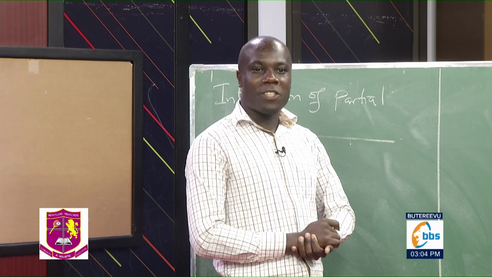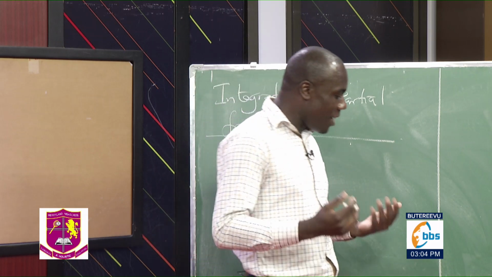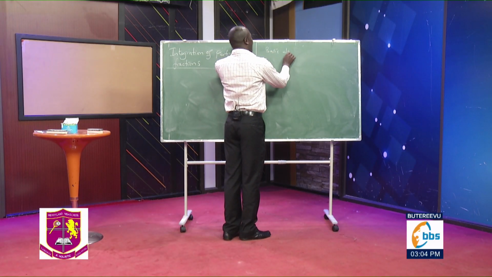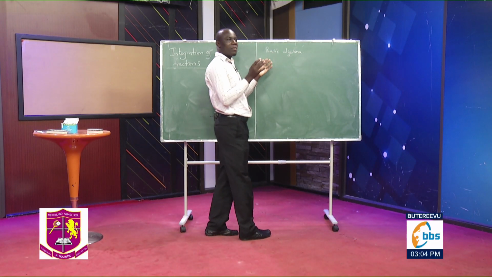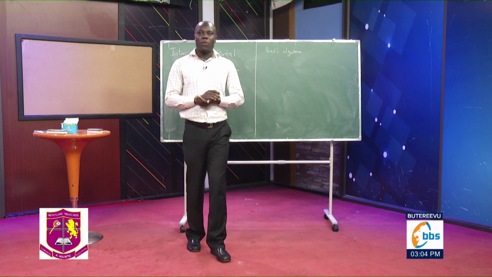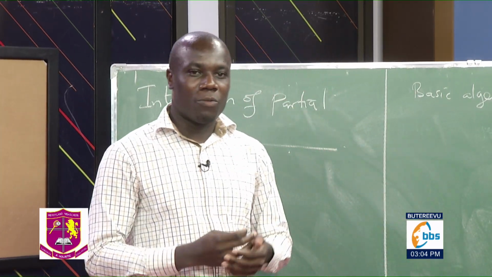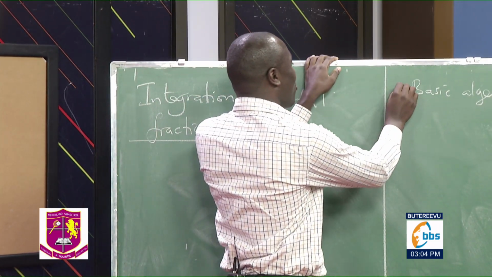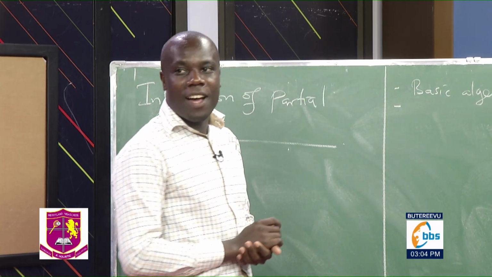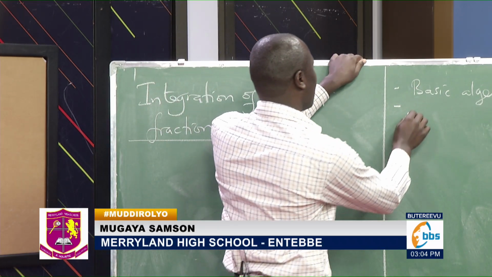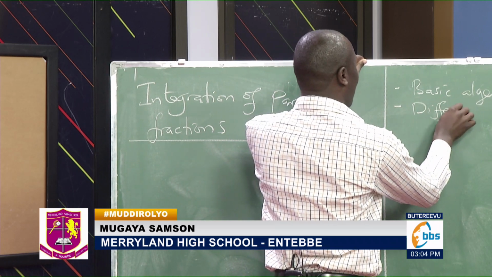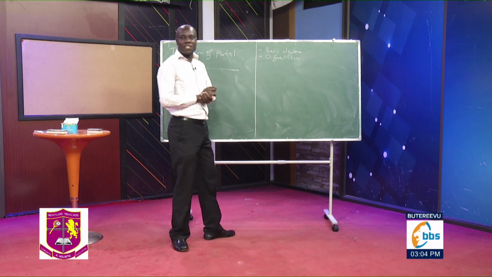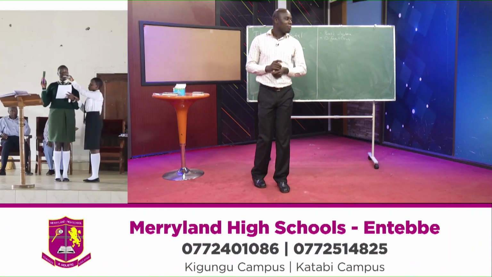For example, I expect you to have an idea in some basic algebra. That is, you know something about the polynomial remainder theorem. You know how to factorize polynomials and all that kind of thing. Then I will also presuppose that you have an idea on differential calculus, or what you call differentiation. By senior 6, that is supposed to be covered.